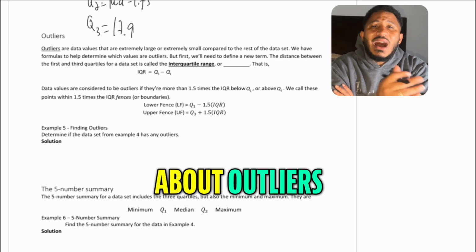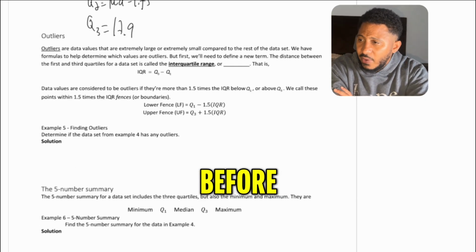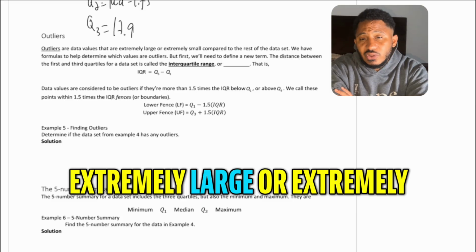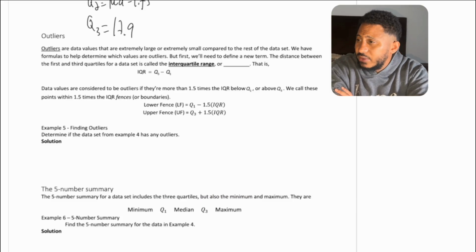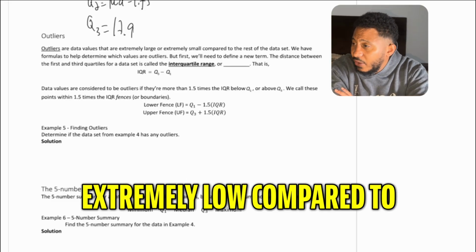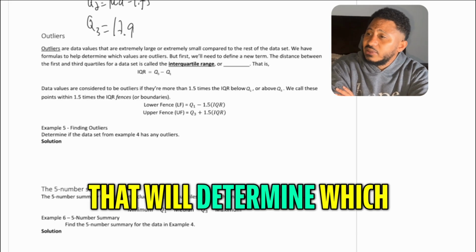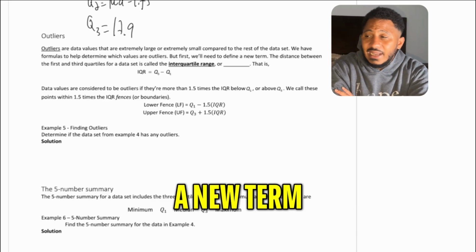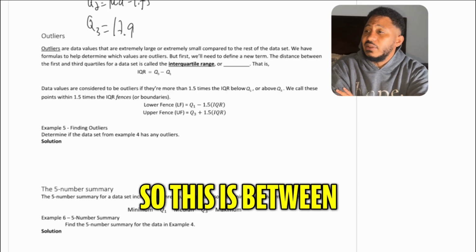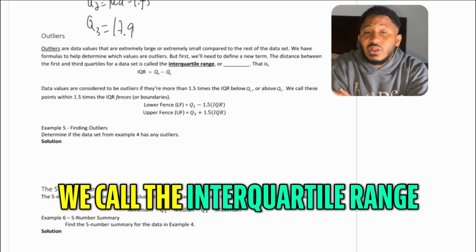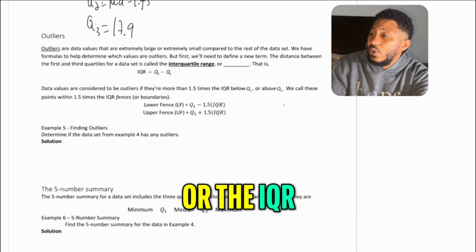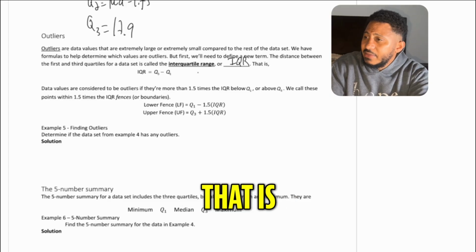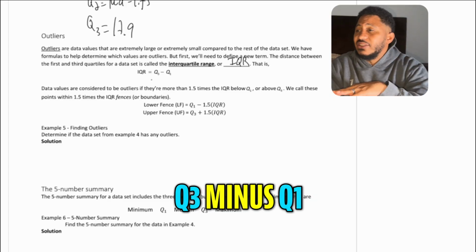So then we talk about outliers, right? We mentioned these outliers before, and outliers are data values that are extremely large or extremely low compared to the rest of the data set. We have formulas to help determine which values are outliers, but first we'll need to define a new term. This is the range between the first and third quartiles. We call it the interquartile range, or the IQR. That is, the IQR is just Q3 minus Q1.